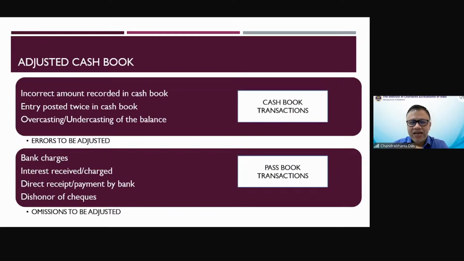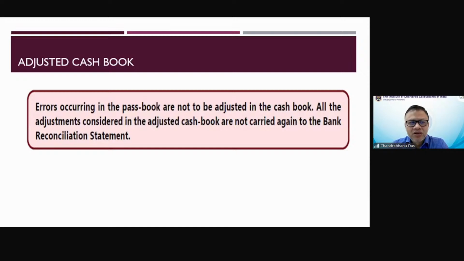As you can see, these are the errors to be adjusted, which normally happen in the cash book, and these are the omissions to be adjusted, which are there in the passbook. This is one interesting thing. I have taken it, extracted from a study material. This is a very important thing also. Please understand it. Please read it. I am pausing for at least 1.5 minutes to see what you understand by this.